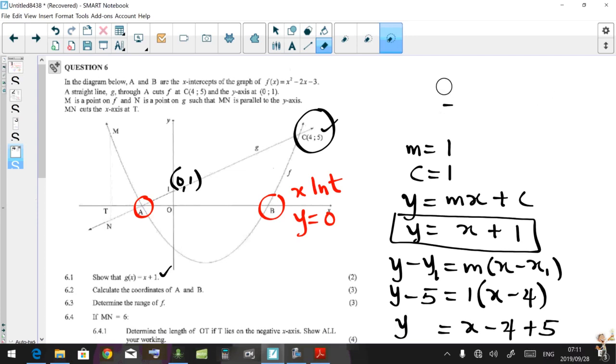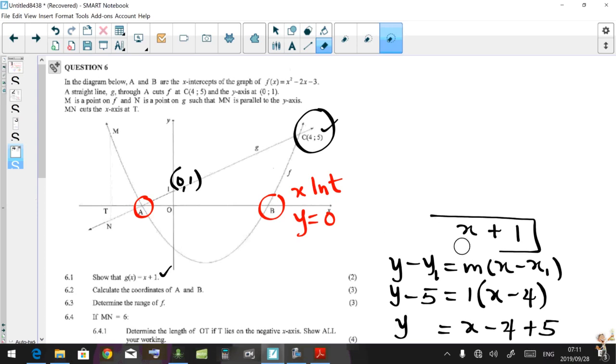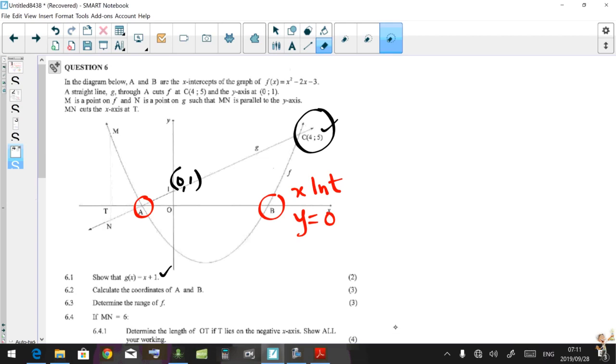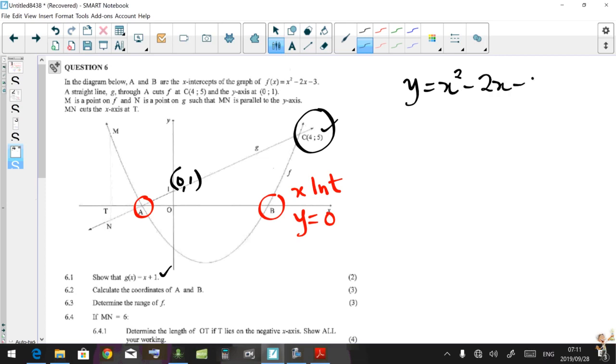Now, looking at the graph quickly, this is one of the things that we must learn to do. What is the nature of the x values that you are expecting? Do you notice that one must be positive and the other one must be negative? So if you do not get positive and negative, you've done something wrong. Now, what's your function? Y equals x squared minus 2x minus 3.